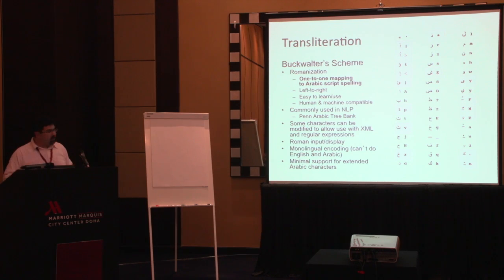So don't be worried. It was intended to be a very simple way of mapping things, and there are different varieties of it. I highlight in the slides the areas that are problematic. A lot of them are direct. So T is T, and B is B, but in other cases, the ta marbuta is T. You have to remember a few cases to know what's going on.